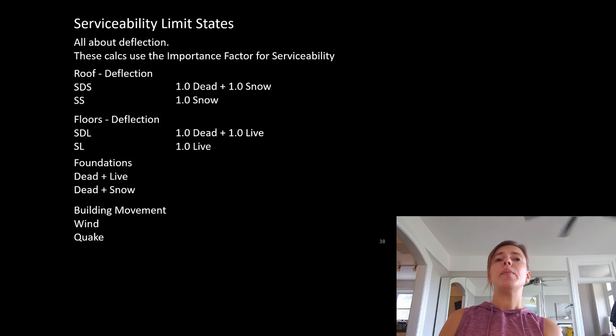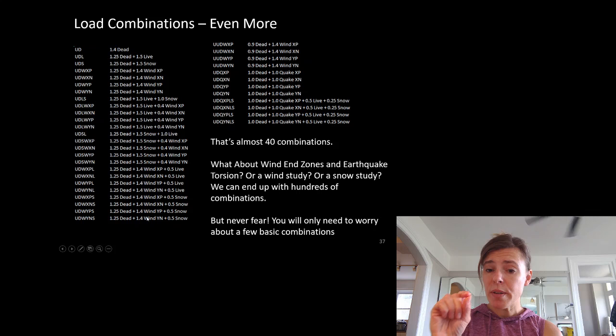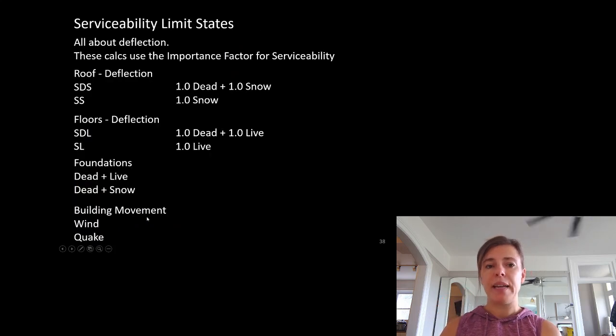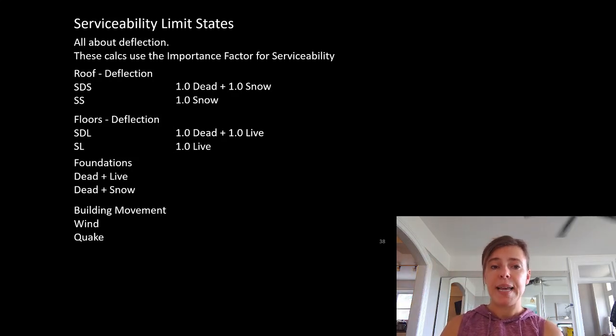Serviceability, a little bit easier. It's all one, except back here, we had our ultimate limit states importance factors involved in it. Here, it's the same loads, but we've got to remember that when we're talking about snow or wind, we have to add in that serviceability importance factor. So remember for snow, that was 0.9. So we'd want to take whatever that snow load is and add in our 0.9.